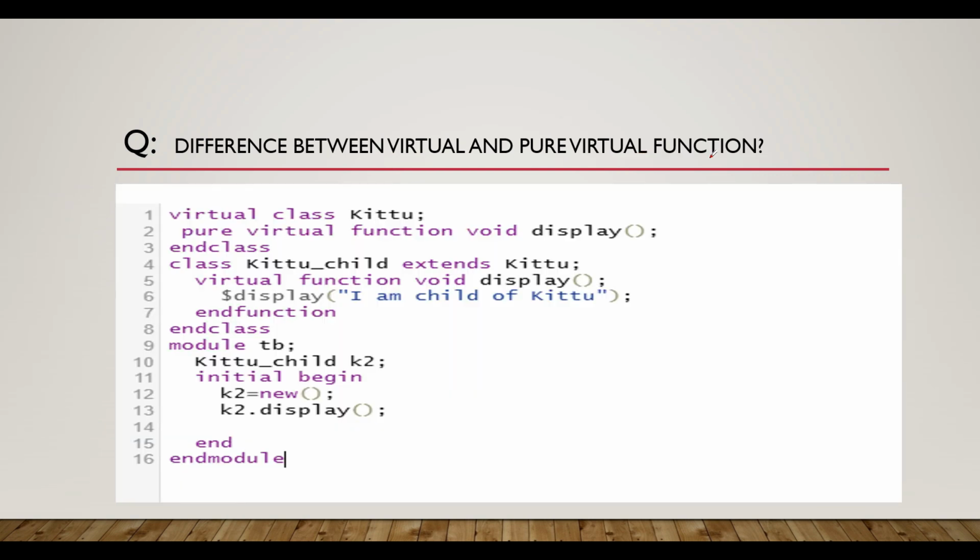Okay, so here I have considered one example. Here I have written a virtual class kit2, which is an abstract class, and I have written one pure virtual function, display. I haven't written any implementation, any statement, inside the pure virtual function. It is empty because I want to override it from my derived class. Here I have a derived class extended from our base class, and I am overriding this pure virtual method. I am a child of kit2. This way you can use virtual and pure virtual methods effectively.